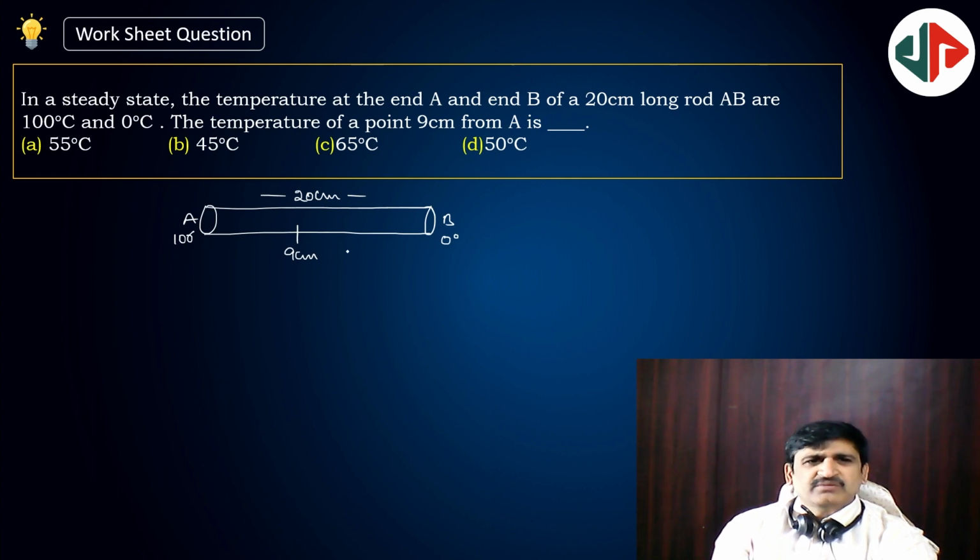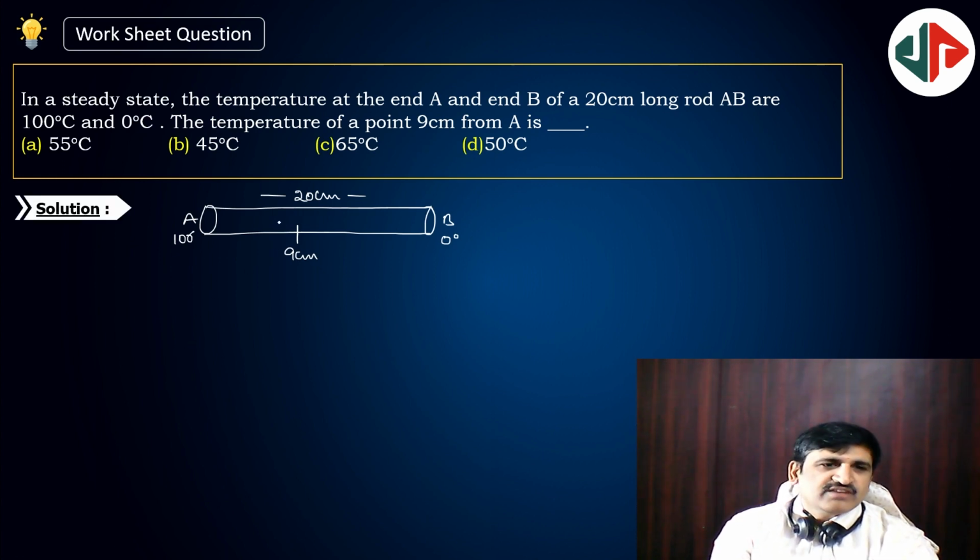Is it a uniform rod? Okay, then you can take proportionality. For 20 centimeters, 100 degrees is dropped. For 9, it's more than 50. More than 50, two options are there: 55 and 65. No guessing. You need to go for the formula.